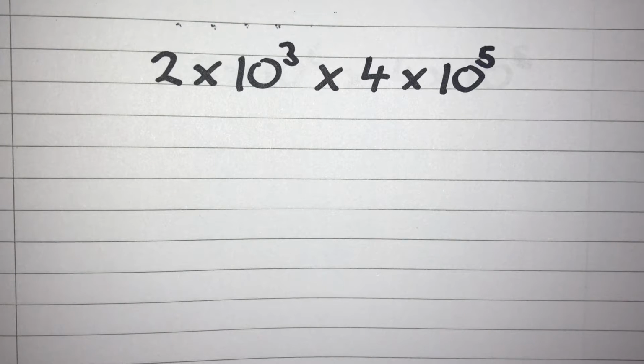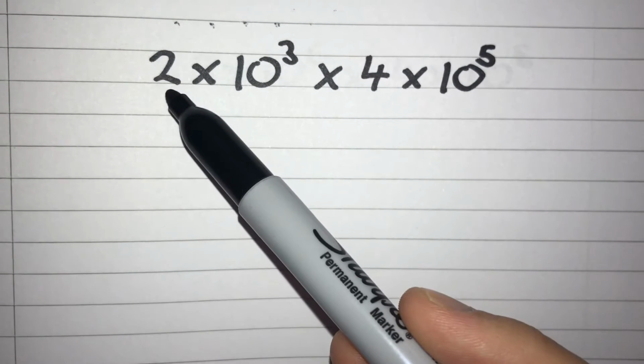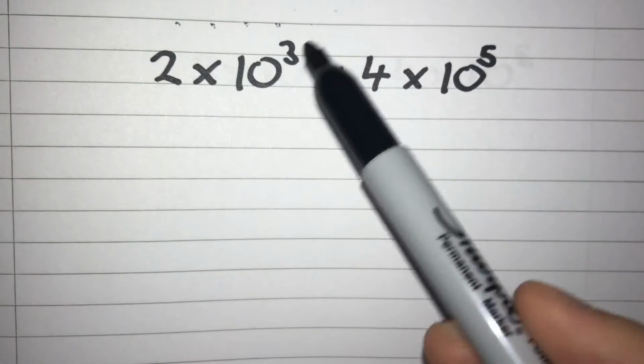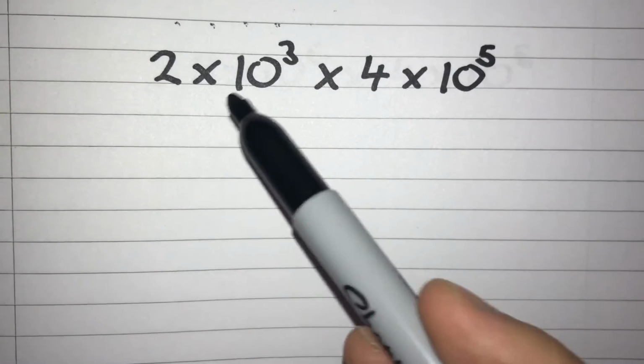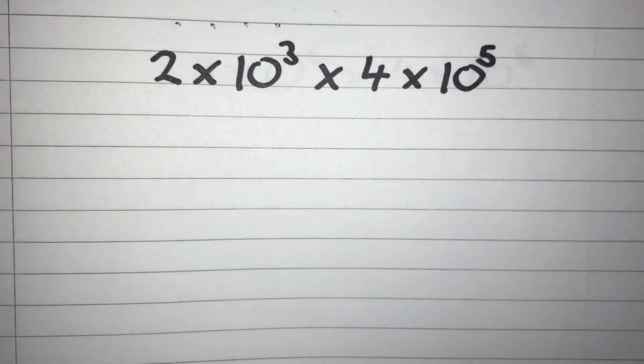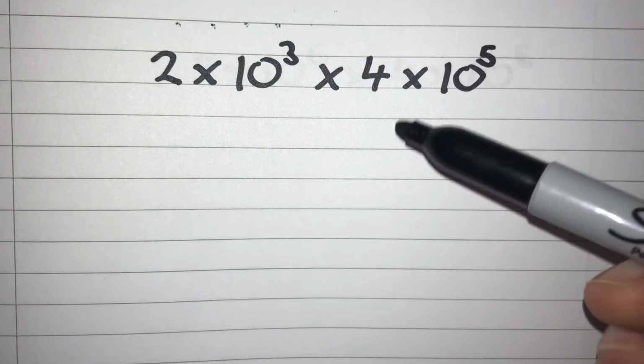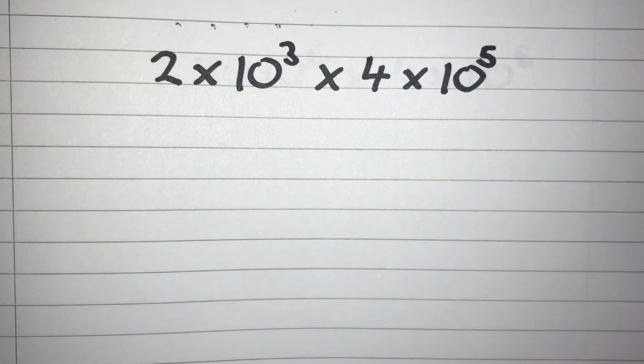So in this video we're looking at multiplying two numbers written in standard form. Just a reminder of what that means. Our numbers in standard form have a number between 1 and 10 multiplied by 10 to the power of something. For example, 2 times 10 to the power of 3 is a number written in standard form. And we're multiplying it by another number written in standard form, 4 times 10 to the power of 5. And the answer we want to get is also going to be in standard form. So how do we do this?